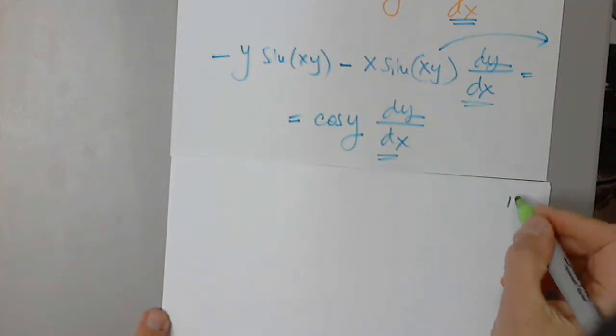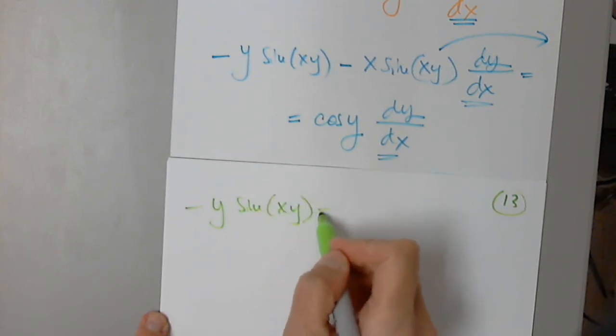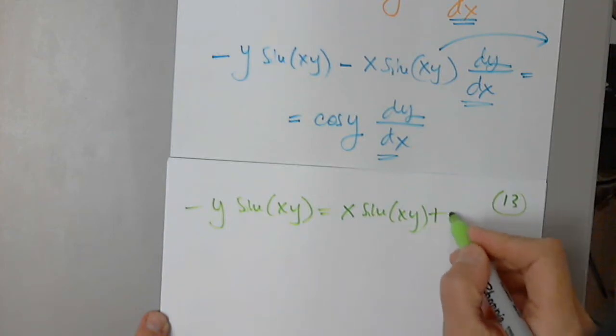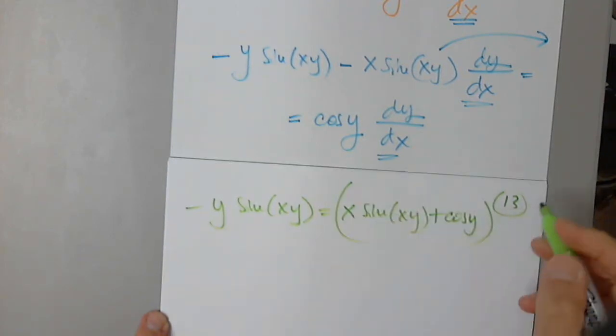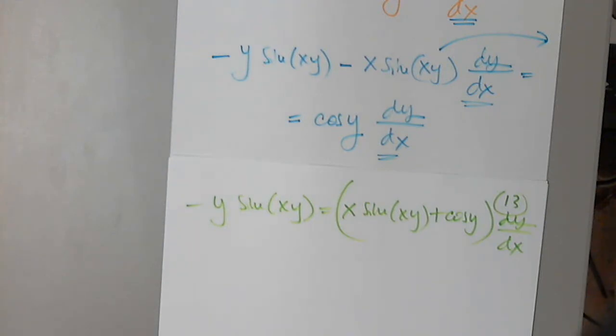Okay. So then we have negative y sine xy equals x sine xy plus cosine y. I did 2 steps in one. What did I do? I moved that term to the right-hand side, and at the same time, I factored out dy over dx. Because now we have it ready to write the final form of dy over dx.